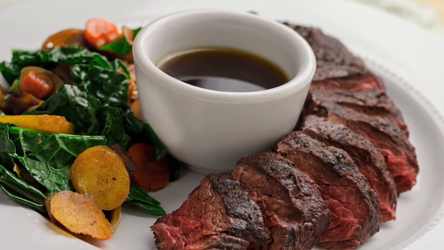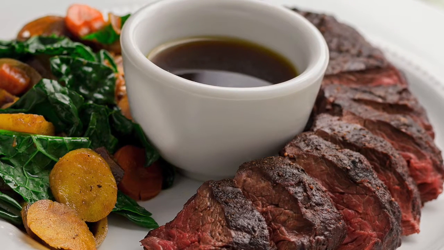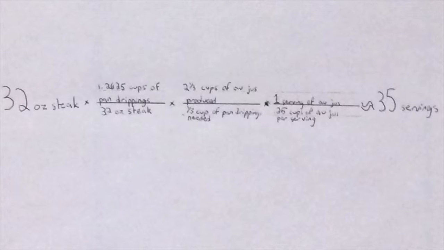Au jus is a popular sauce eaten with steak that is made from the pan drippings of the rendered fat from a cut of meat. In our stoichiometry problem, we will calculate the amount of servings of au jus that is created from our 32-ounce New York strip steak. The experimental amount of juice created from cooking was calculated to be 1.2 cups.